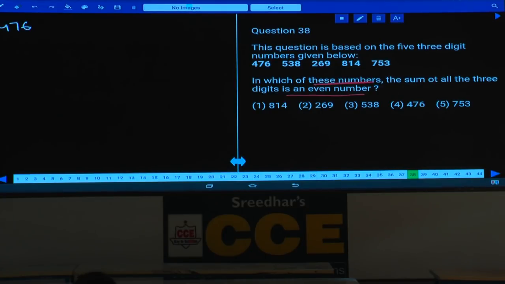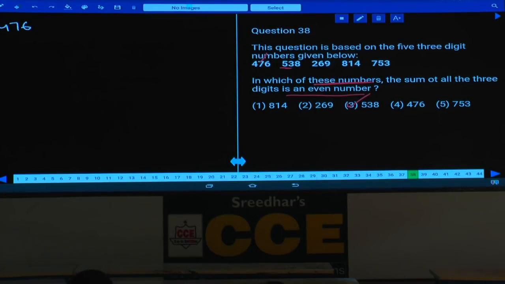Now here, in this one, how many odd digits are there? There is only 1 odd digit, and the sum will be odd. Next one, in this one, how many odd digits are there? There are 2 odd digits. As there are 2 odd digits, the sum of these 2 will be even, and 1 even, hence 538 is the answer. Then if you check out the remaining.